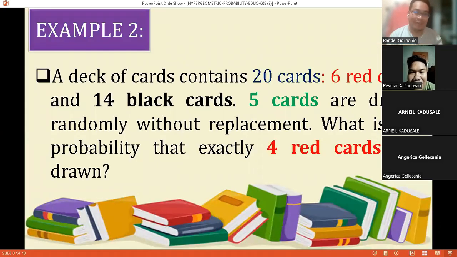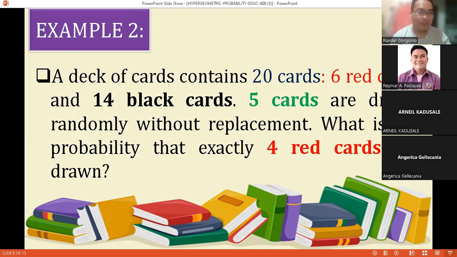All right. My name is Randall Gorgonio, and for example number 2, I want you to listen and pay attention to the next item. A deck of cards contains 20 cards: 6 red cards and 14 black cards. 5 cards are drawn randomly without replacement. What is the probability that exactly 4 red cards are drawn?